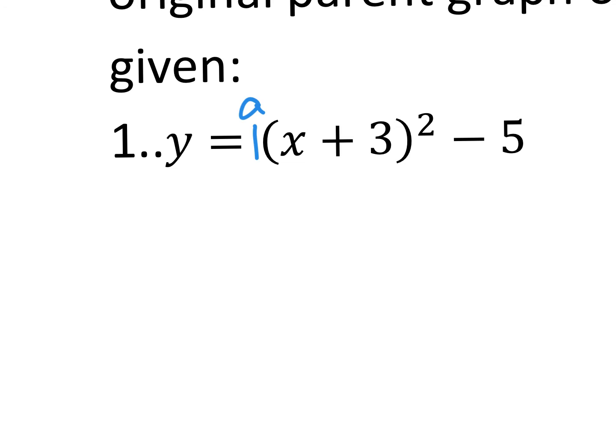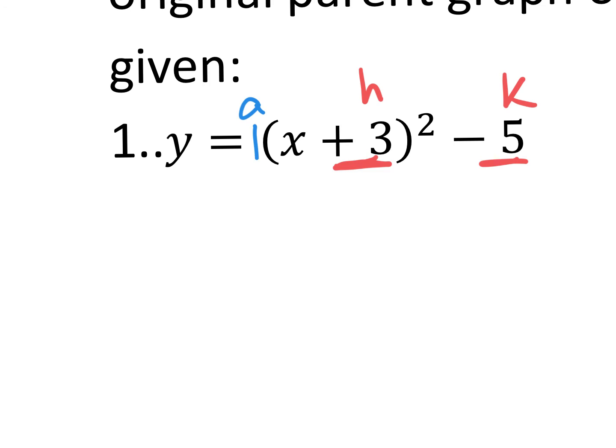So let's get this straight, guys. It did not reflect. It did not get vertically compressed or vertically stretched. It stays just as wide as the original parent graph. But there is a change that I have to do. The change is my H and my K. Obviously, my vertex is -3, -5. So it didn't get wider, it didn't get narrower, it didn't reflect over the x-axis. It still opens up, but the only change is that it got shifted 3 to the left and 5 down.